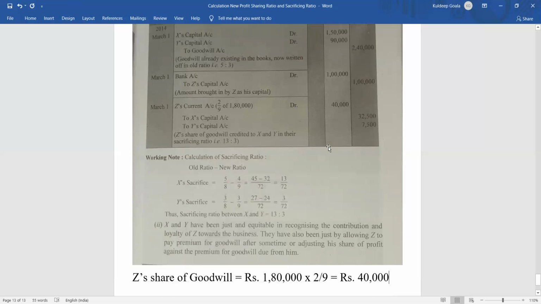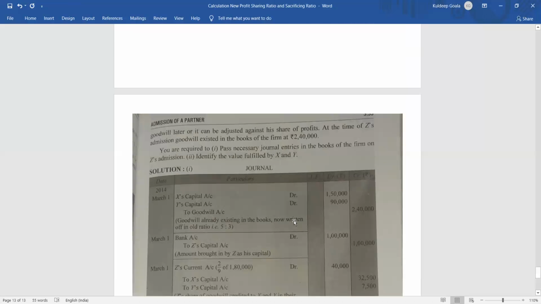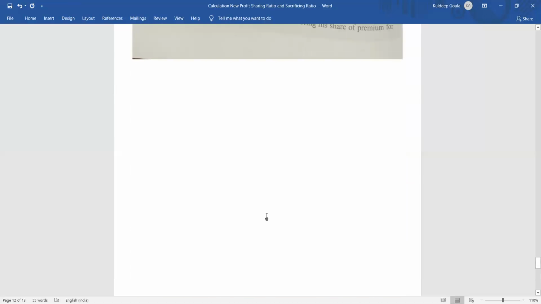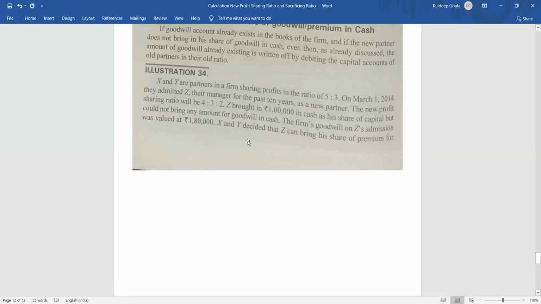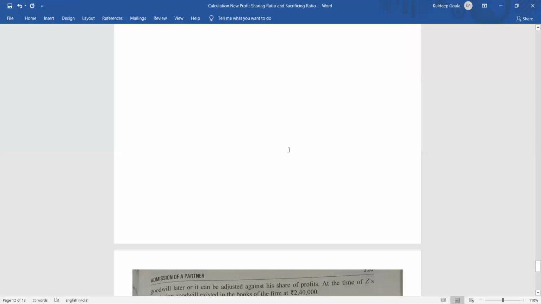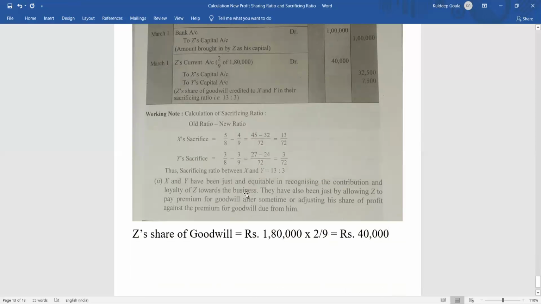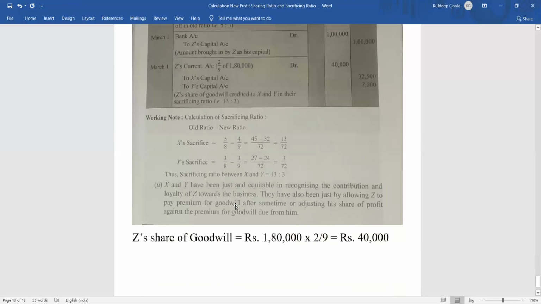Clear? Okay. Now the value hidden was that they are taking the manager as a partner, right? X was a manager for the last 10 years. You can see in the question. So the value hidden here is that they have given equal opportunity to him for the loyalty of Jed. They have given him the opportunity and made him a partner, right? And along with that, they have shown a good gesture by allowing Jed to pay the premium for goodwill later on. Okay, is it clear? So this is how you are going to treat goodwill in case of admission, right?